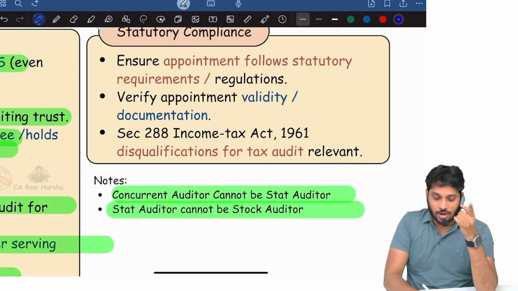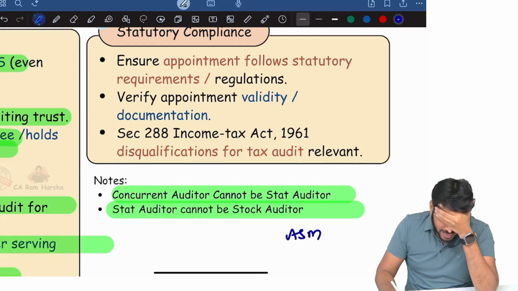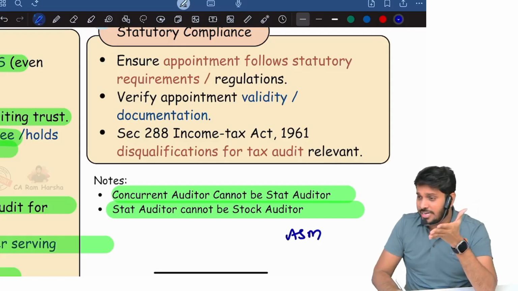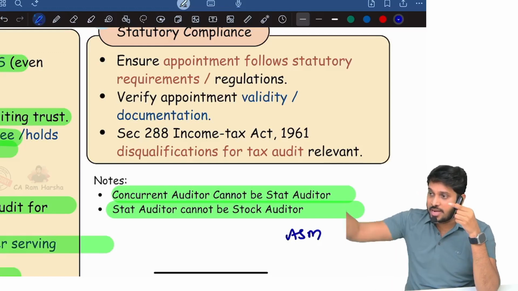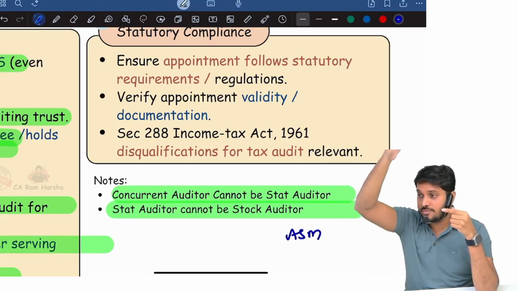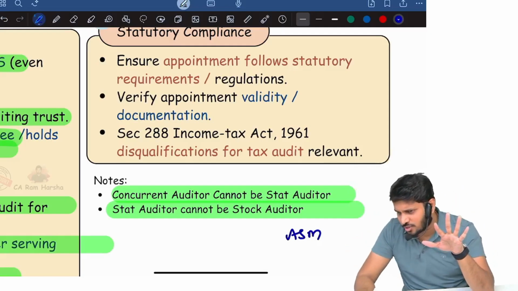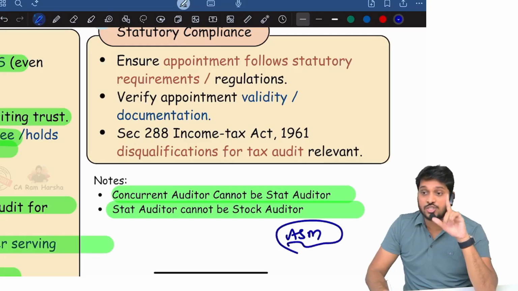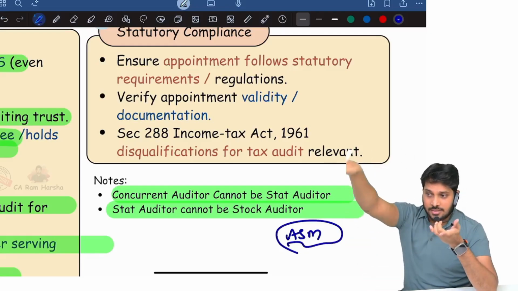A statutory auditor cannot be an ASM. ASM means agencies for special monitoring, something like that. These are banks that give huge loans to some companies, big loans, 250 crore, 300 crore and above. There they appoint CA firms who go and do credit analysis of that particular customer. It is something like a stock audit only. That's what agencies for specialized monitoring means. It is there in the last one.